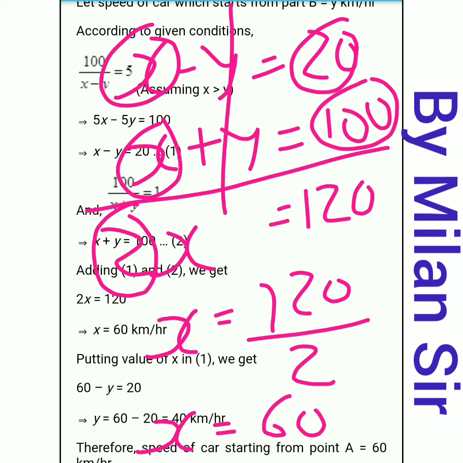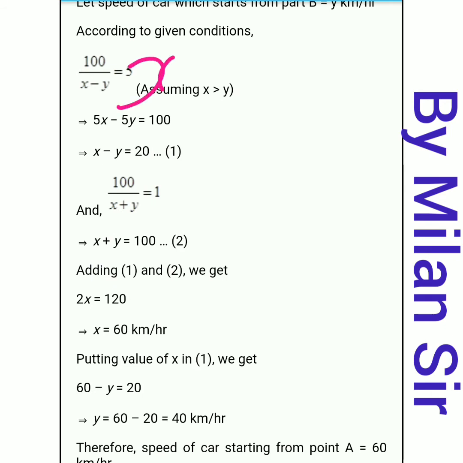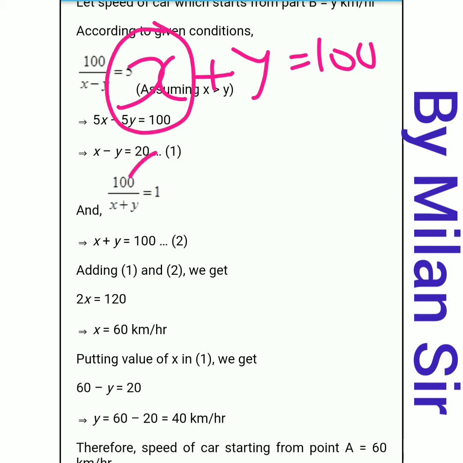Now what we need to do, we need to put this value either in equation number 1, otherwise in equation number 2. Right now I am going with equation number 2. So put this value in equation number 2. Our equation number 2 is x plus y is equal to 100. Now put x is equal to 60. So 60 plus y is equal to 100.